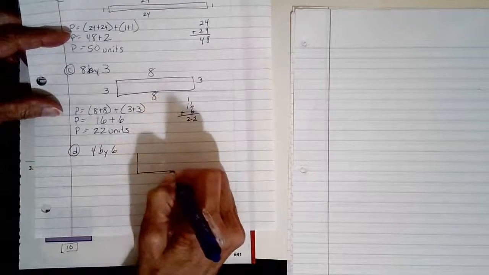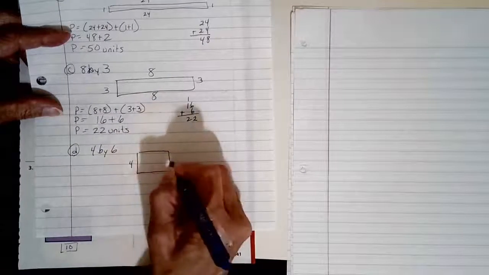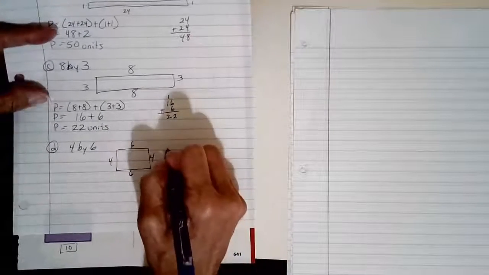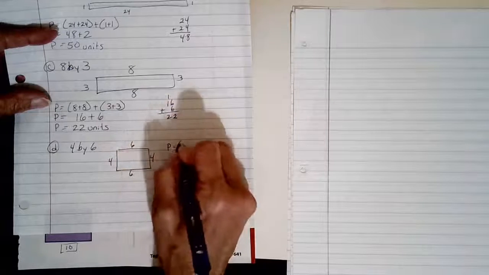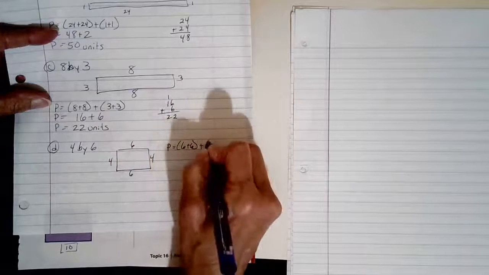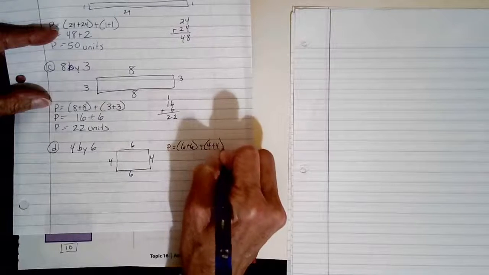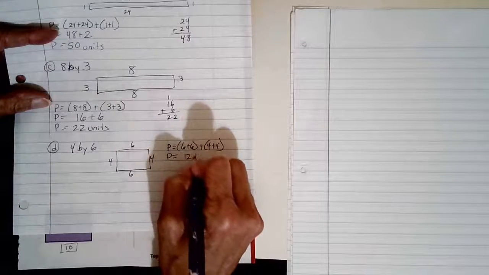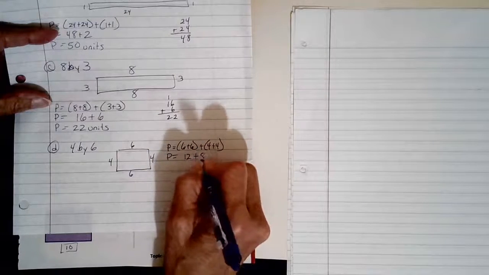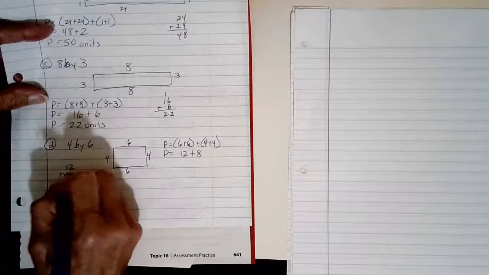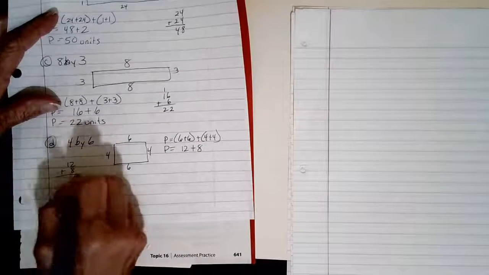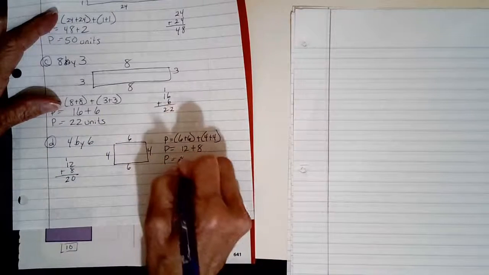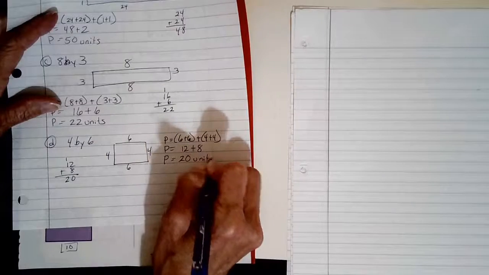So this time, we have 4 on the short sides, 6 on the longer sides. So our perimeter equals, I have two 6s, 6 plus 6, plus two 4s, 4 plus 4. So my perimeter equals 6 plus 6 is 12, plus 4 plus 4 is 8. And so if I come over here and add my 12 plus 8, 8 plus 2 is 10. Bring your 1 to the tens column, 20. So my perimeter equals 20 units.